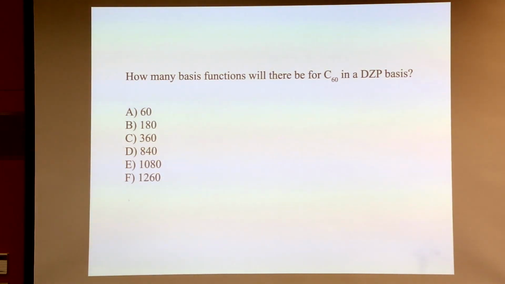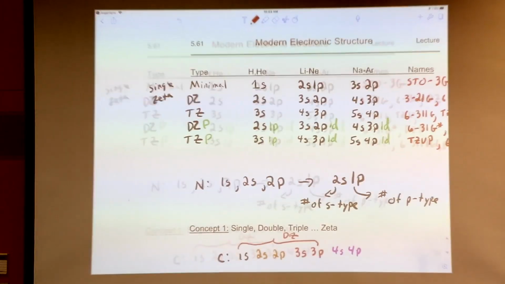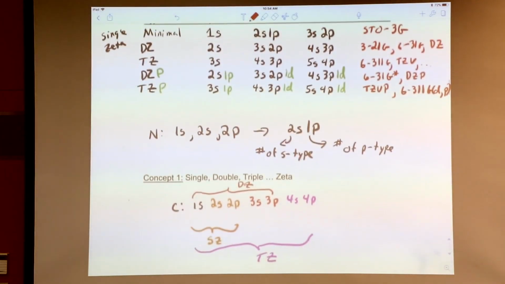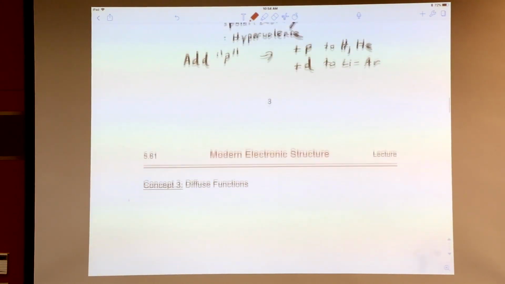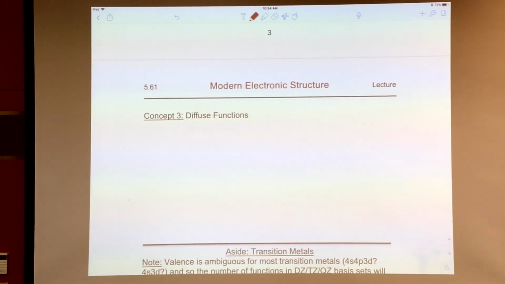Now you can already start to see, even for this DZP basis, which isn't the biggest basis we've talked about, for C60, we've got 840 basis functions. That's a lot of basis functions. So that's why we're really glad that the computer's doing the work and not us, because 840 by 840 matrices are hard to diagonalize by hand. Doing all those integrals is really a pain.